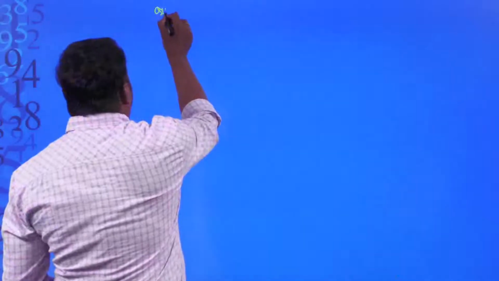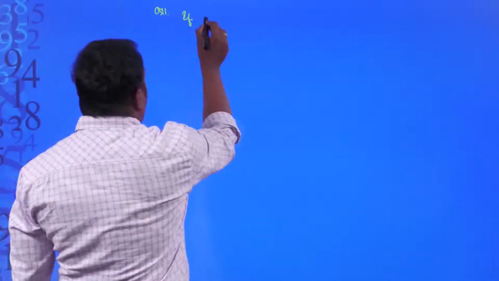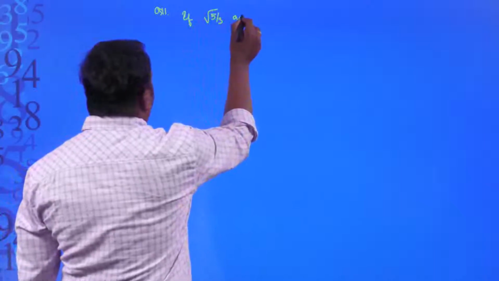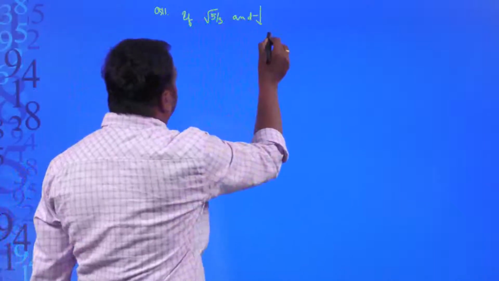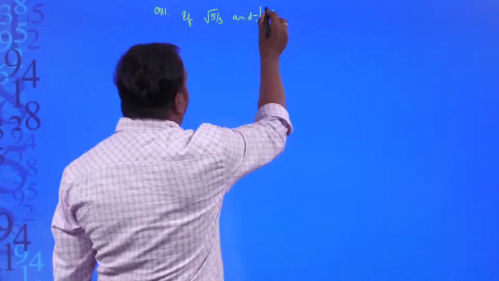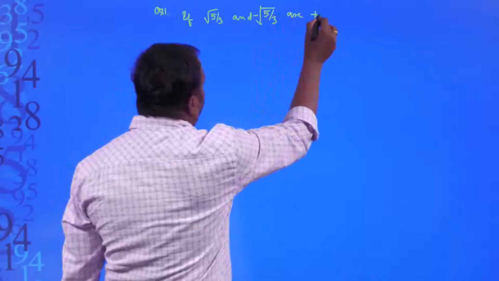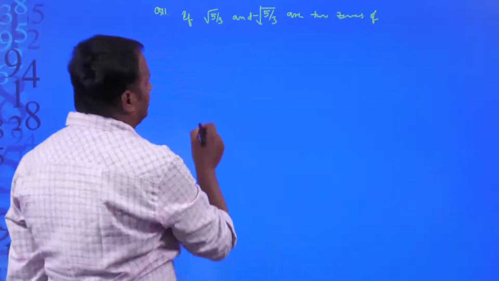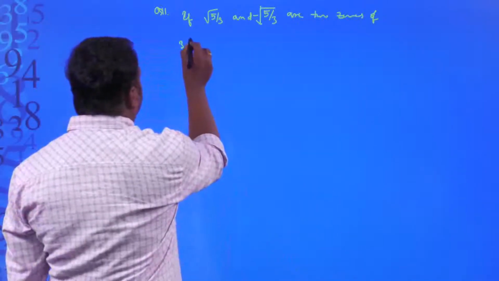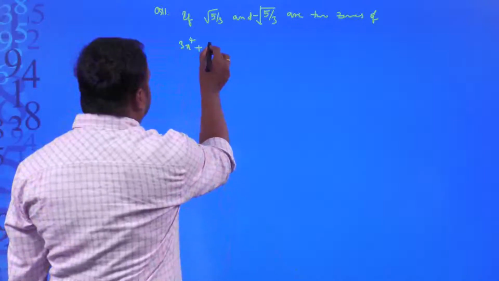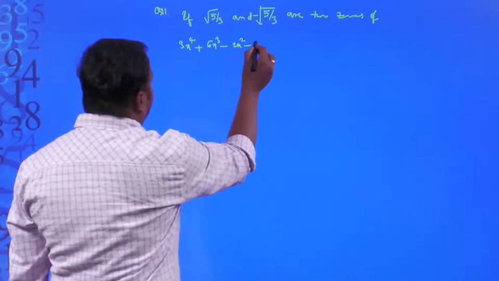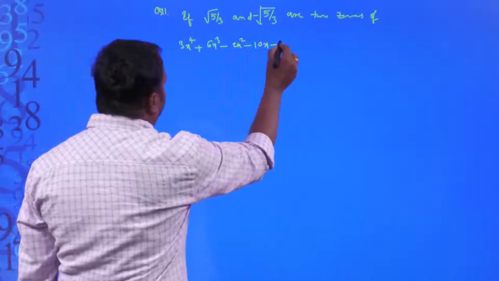okay, the problem is given like that, that is, if root over 5 divided by 3 and minus root over 5 divided by 3 are two zeros of a fourth degree polynomial, that fourth degree polynomial is 3x to the power of 4 plus 6x cube minus 2x square minus 10x minus 5.